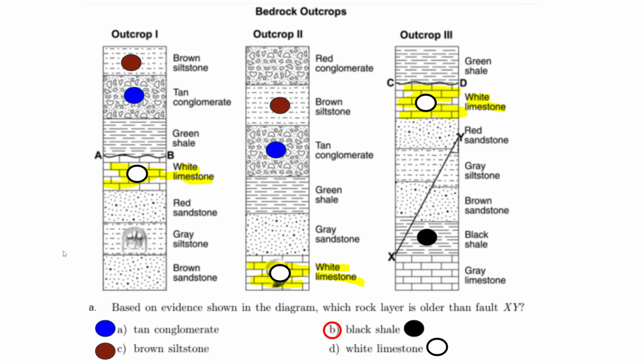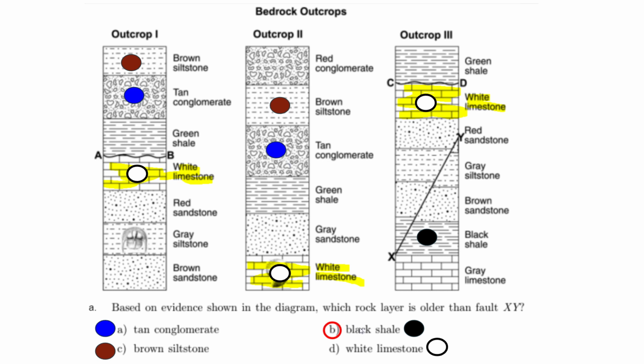I need to figure out which layer out of all three outcrops is older than XY. Okay, my first option is tan conglomerate. Let's look for tan conglomerate. That's right here. Since I have white limestone as a reference, everything above limestone is younger, everything below white limestone is older. So tan conglomerate seems higher than white limestone over here, so it must be younger. It can't be older than XY, and in outcrop 3, XY is below white limestone, so XY is older. The tan conglomerate is above white limestone, so tan conglomerate is younger.